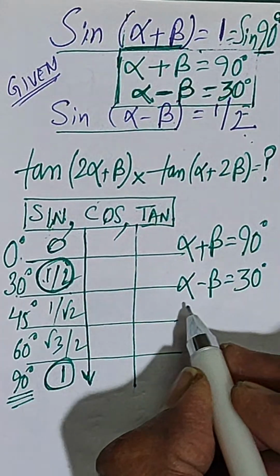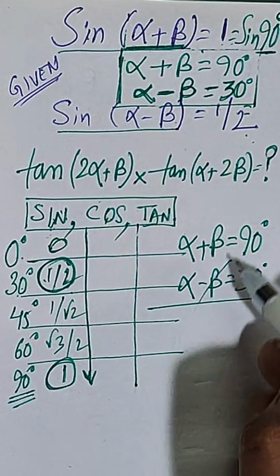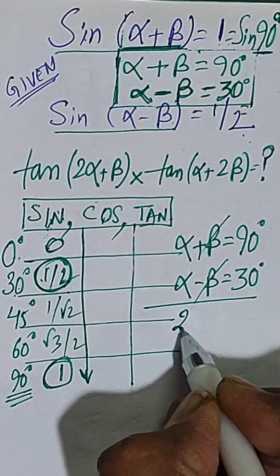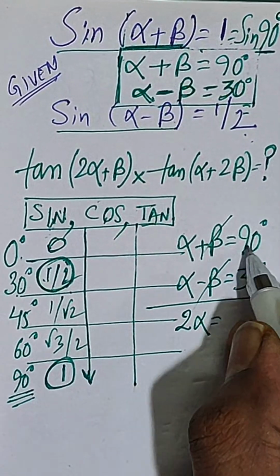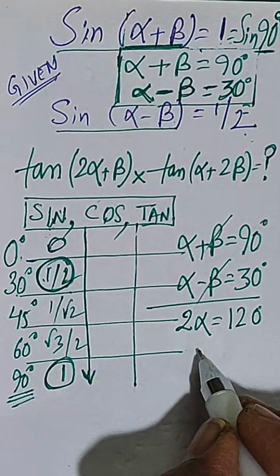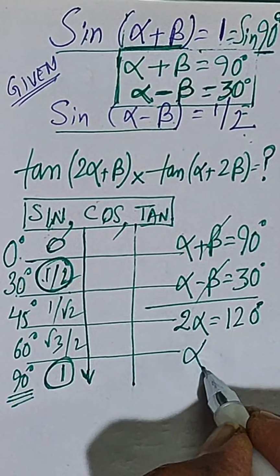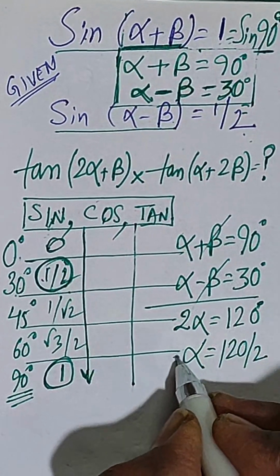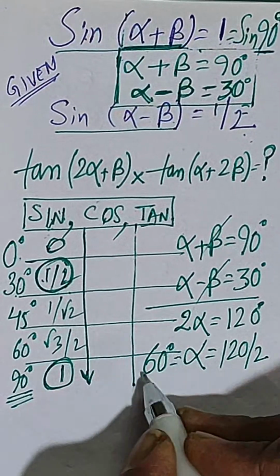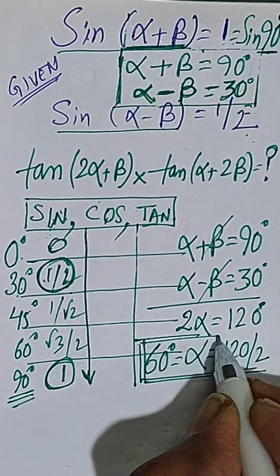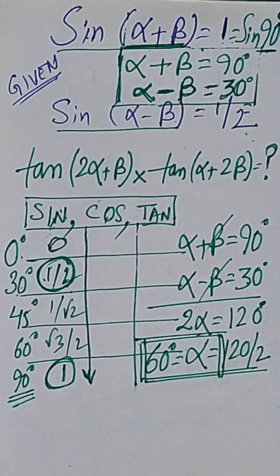Then if you add the equations, one of the variables will be cancelled out, beta will be cancelled out, and we have 2 times alpha is equal to 90 plus 30, that is 120 degree. This will give you the value of alpha as 120 by 2, which is coming as 60 degree. So 60 degree is the value of alpha which is calculated.